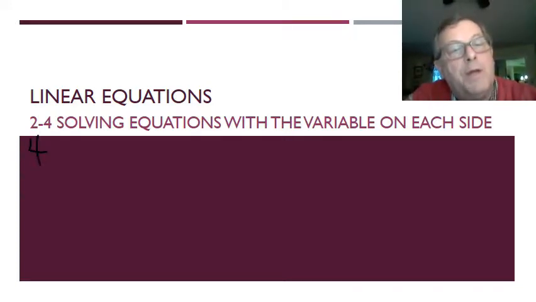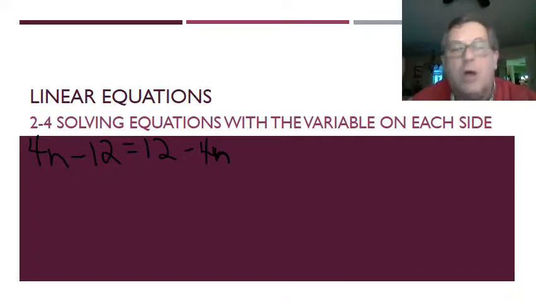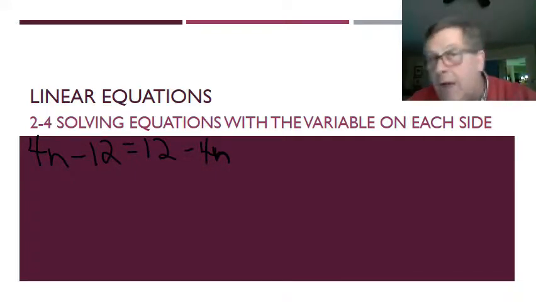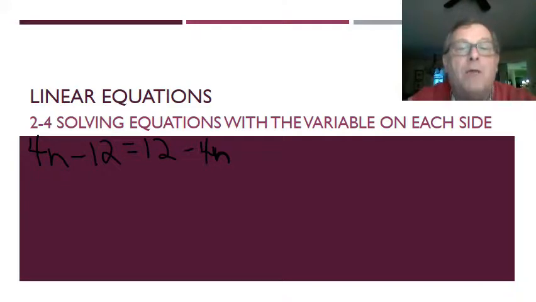We've got 4n minus 12 equals 12 minus 4n. Okay, well, these look pretty close together, but they're not the same. So now remember, first goal, if we don't have to distribute anything, which we don't in this, I want to get my variables all on one side. So I'm going to add 4n to both sides.